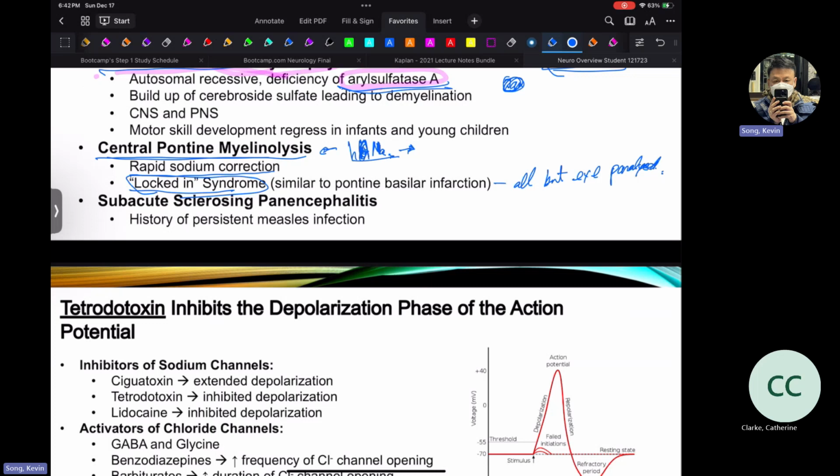Too quick a correction of hyponatremia will cause the demyelination, the central pontine edema. Okay, so edema and then demyelination. So this becomes locked-in syndrome. She could not move any part of her body except her eyes. Only the eyes were moving. She was still alive, of course, but simply could not move.